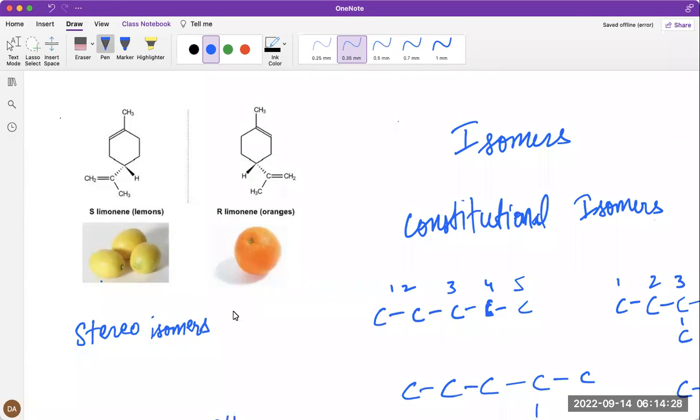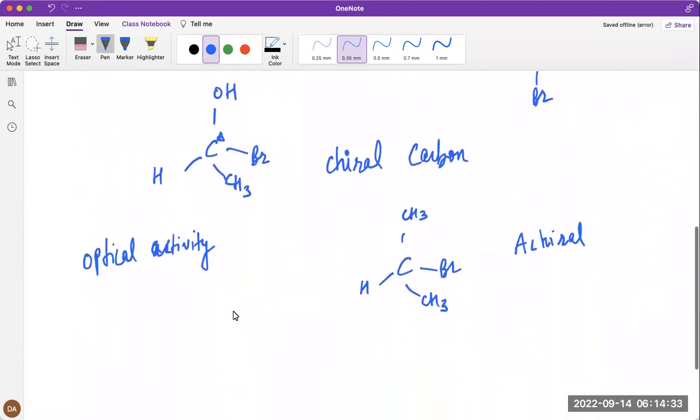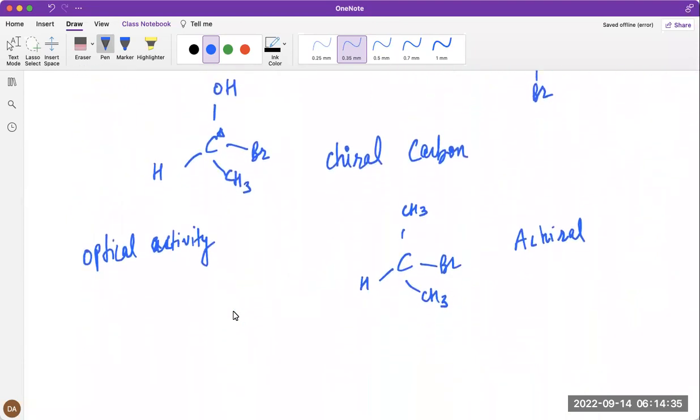Okay, so again, we'll talk later about what R and S actually mean, but in terms of optical activity, when you have a chiral carbon, you might have an optically active, or we can also use the word chiral, molecule. Again, we're going to learn more later on in the videos.